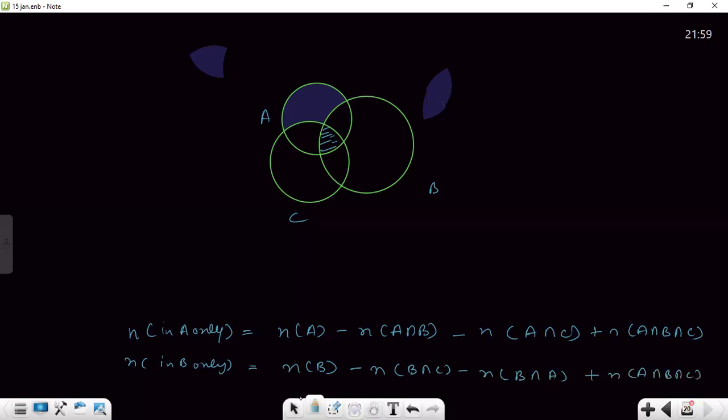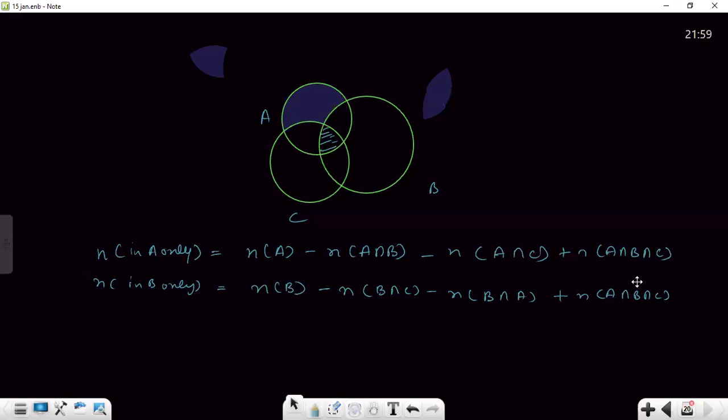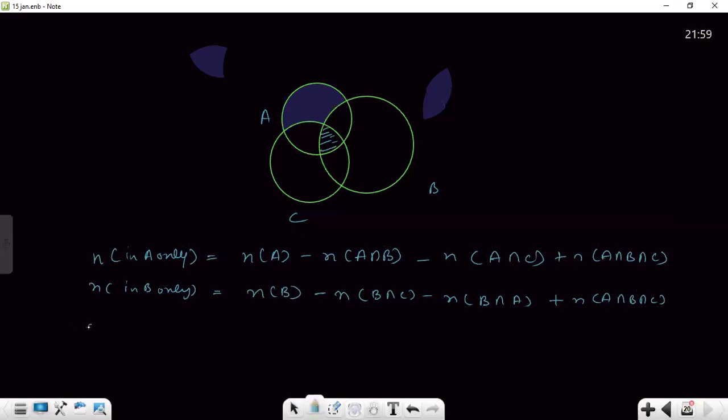I have just written it similarly, no? So respecting symmetry is really great. Once you start understanding that there is symmetry in everything that is there in mathematics, then mathematics looks more predictable to you. Number of elements in C: total elements minus common elements between B and C, common elements between A and C, plus the number of elements in A intersection B intersection C.